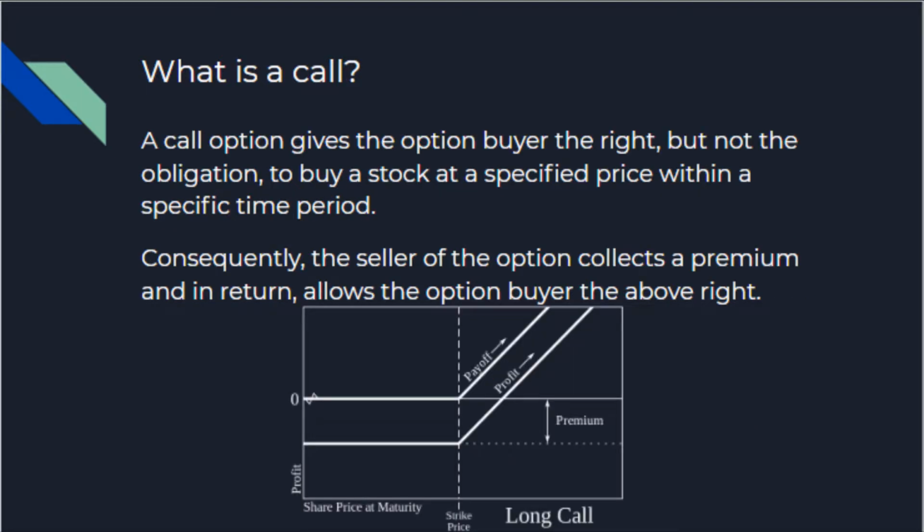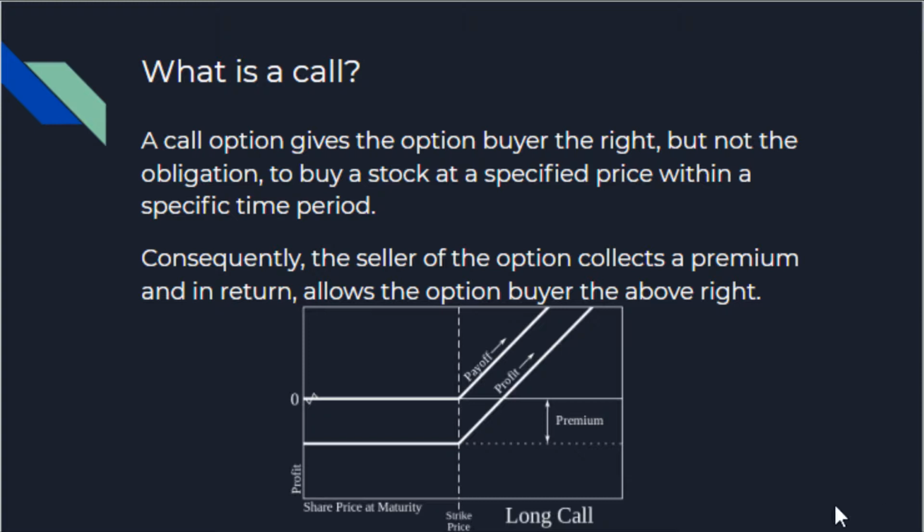So now that you understand what an option actually is, let's talk about a call. Now, a call option gives the option buyer the right but not the obligation to buy a stock at a specified price within a specific time period. So the seller of that option would then collect a premium and in return allows the option buyer the above right, which I just read.